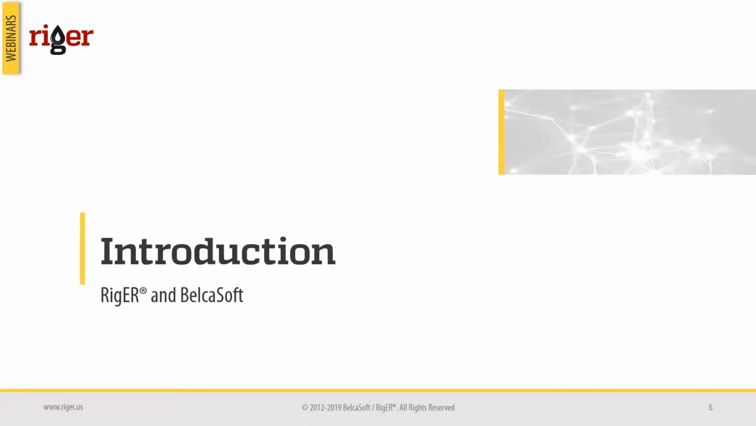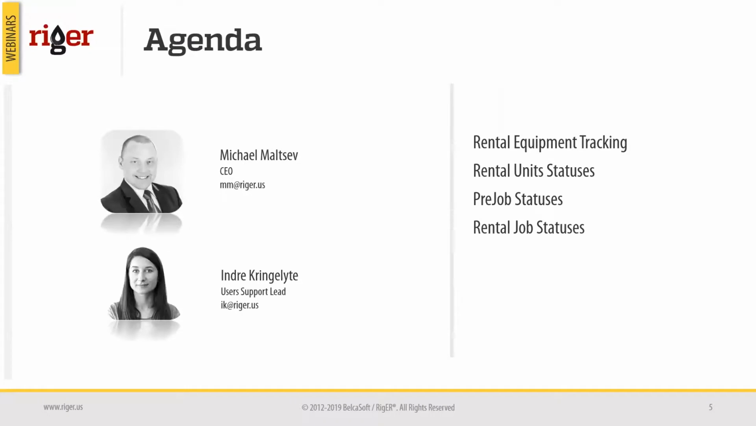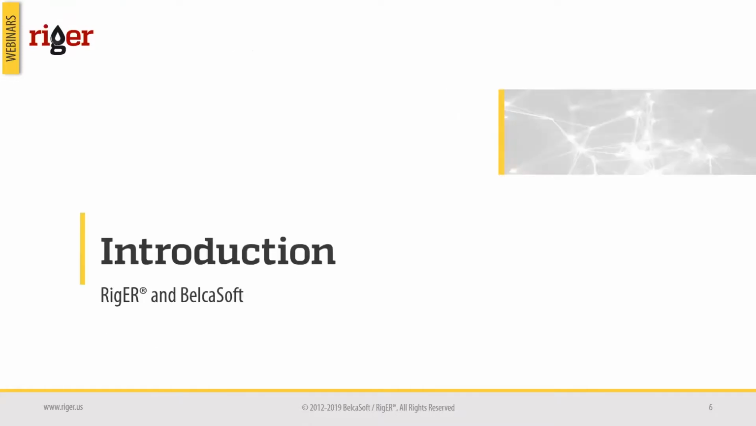So today's topics are the rental units and the rental unit status. The most important thing to understand is that the status identifies where in the rental cycle, the repair cycle, or the business cycle of using the equipment, the equipment is at a given time. We're going to be talking about tracking different statuses of equipment. We'll talk about the pre-job statuses. There are many different statuses, and we'll talk about the rental job statuses. Basically, all different statuses of equipment in the system will be covered in today's presentation.